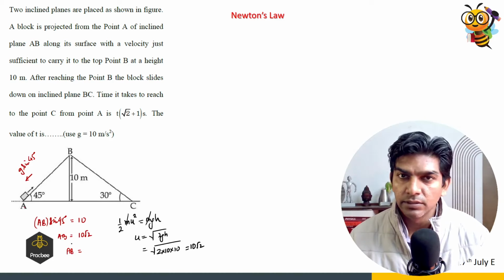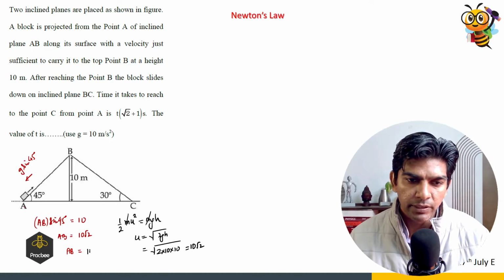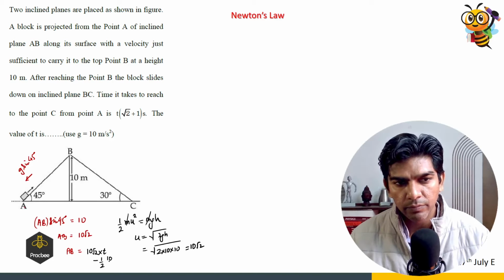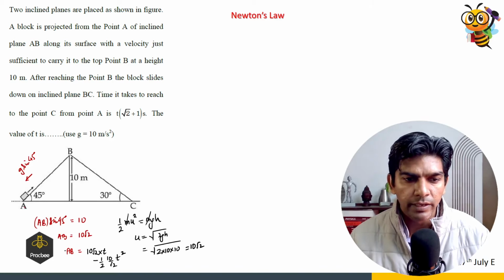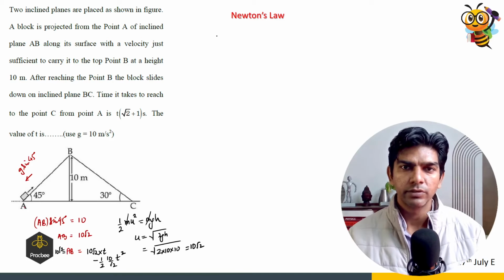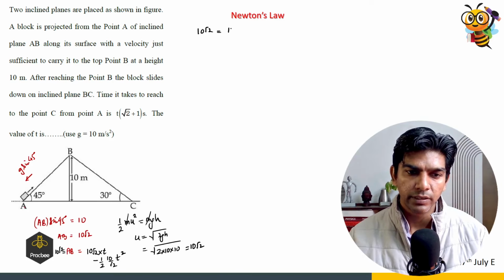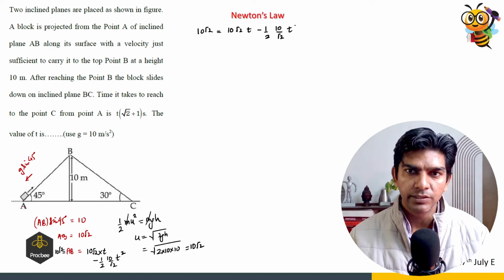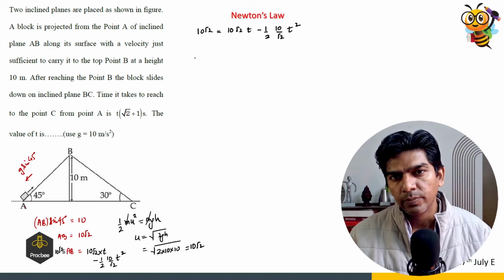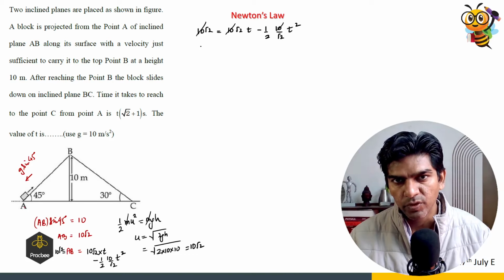So we can apply the second equation. s is equal to ut minus half at square. That will be 10 root 2 times t minus half, a is 10 by root 2, t square, and AB is 10 root 2, right? So let us simplify this. We have 10 root 2 equals 10 root 2 times t minus half 10 by root 2 t square, right? Let us first eliminate 10 from each term, and multiply with 2 root 2. So the left hand side will become 4, and this will become 4t minus t square.